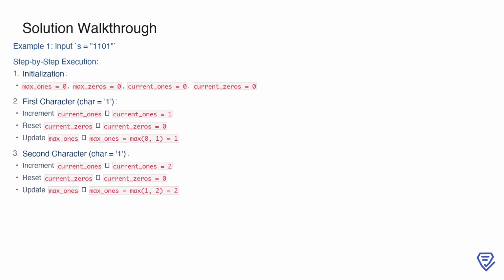For the second character, also 1, we increment current_ones again, making it 2, reset current_zeros to 0, and update max_ones to the maximum of its current value and 2, resulting in max_ones being updated to 2.